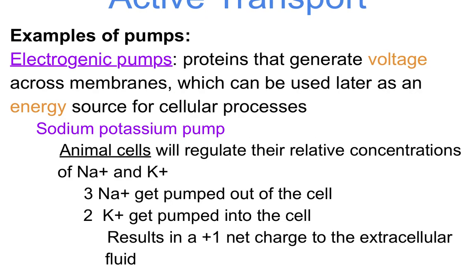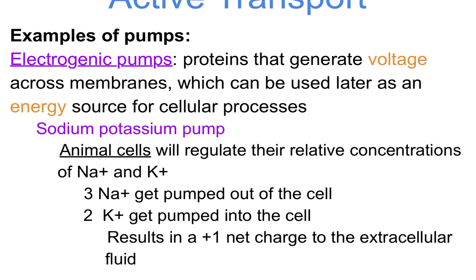So let's just talk about a couple of examples of pumps. An electrogenic pump is actually a protein that's going to generate voltage across a membrane. And when it does this, it is going to store that energy source so it can use it later. One of the ones you'll hear about a lot is a sodium-potassium pump. This really only takes place in animal cells. That is because we really need to regulate our sodium and potassium ions in and out of our cell.